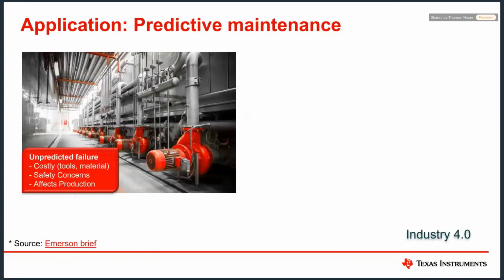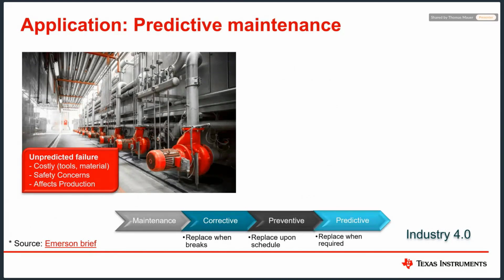Okay, the application we are now looking at is predictive maintenance. And predictive maintenance is a topic where if you're not doing predictive maintenance, you can have unpredicted failure. And this could be costly because the tools and material can basically break. We have then safety concerns because when it breaks, it may hurt a person. And it affects production because if something suddenly breaks down in the factory, you basically have like a production stop, which is not good to have.